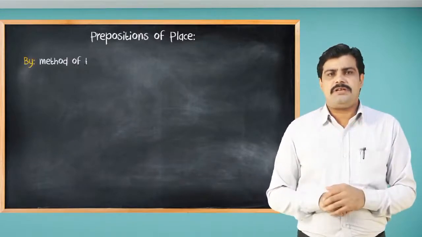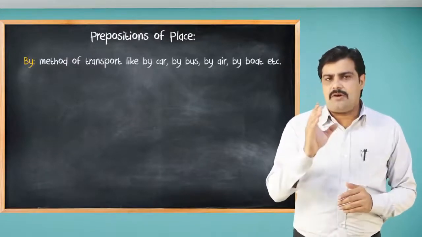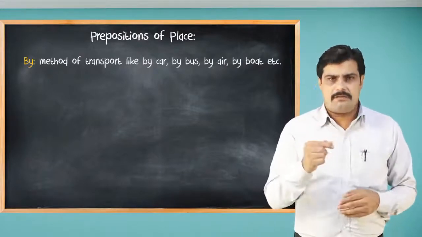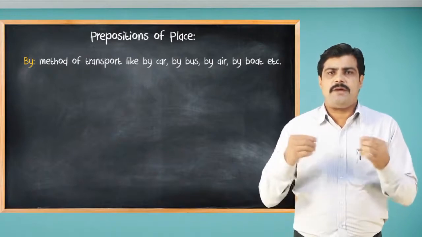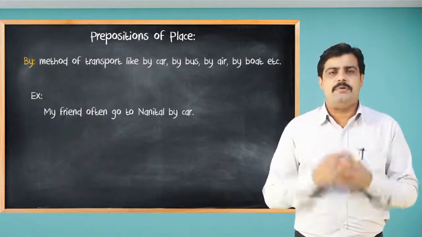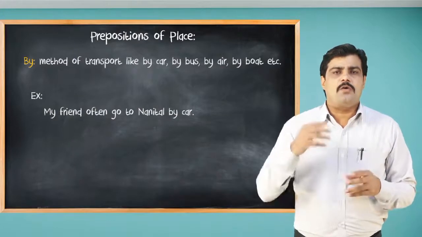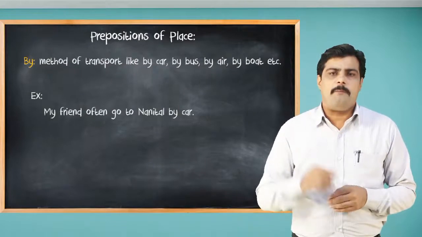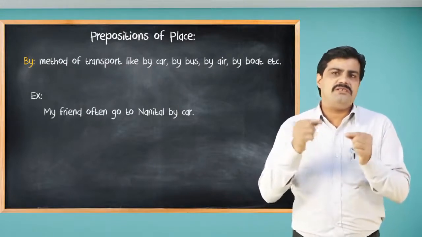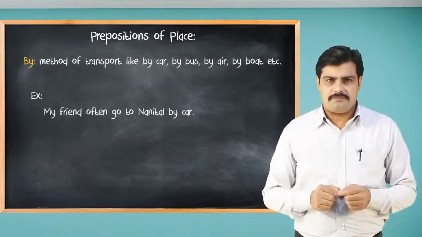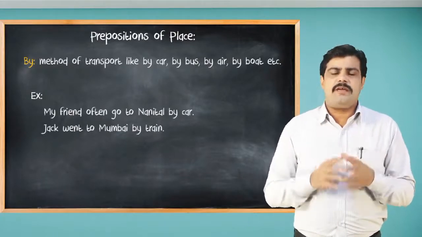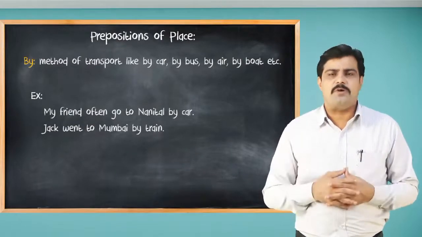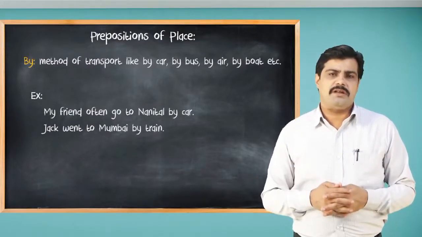The another preposition is by, and by is always used for method of transport like by car, by bus, by air, by boat, etc. For example, my friend often goes to Nainital by car. Now here the preposition by is used for the means of transportation, that is car. Jack went to Mumbai by train. In the same way, for train, means of transport, we have used the preposition by.